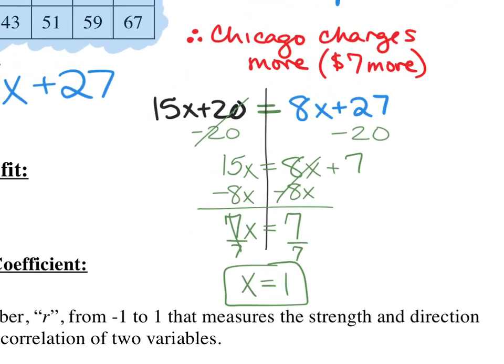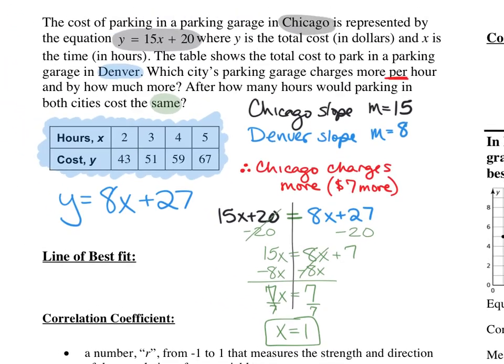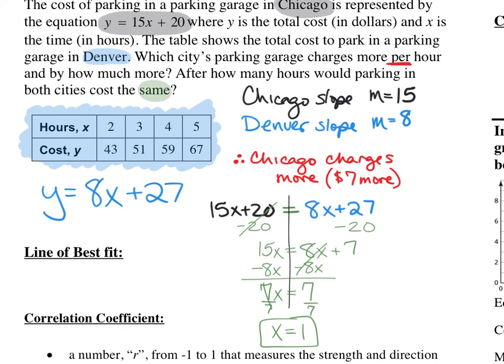Now, what the heck did we do that for? What was the question asking again? After how many hours would parking in both cities cost the same? So therefore, after 1 hour, they cost the same. So it's deceiving. Chicago looks like it's less expensive at first, but then all of a sudden it's just as expensive.